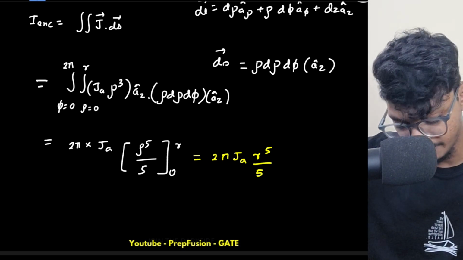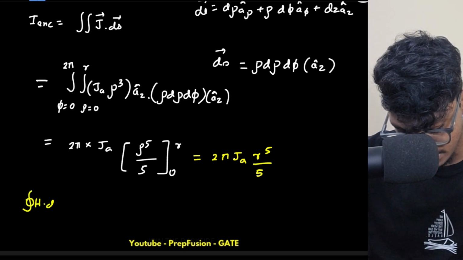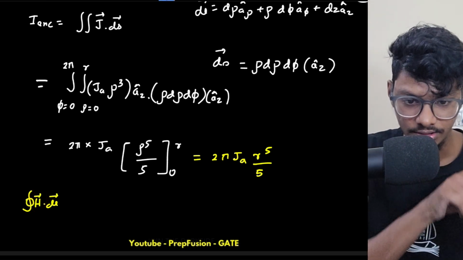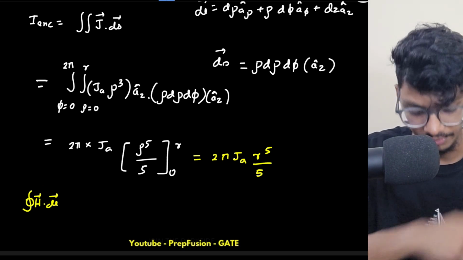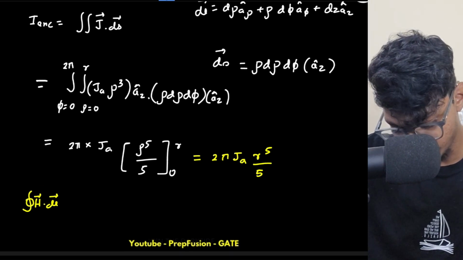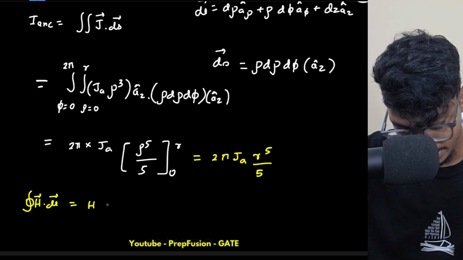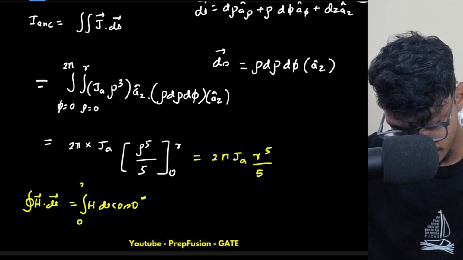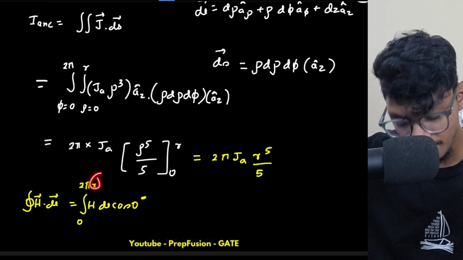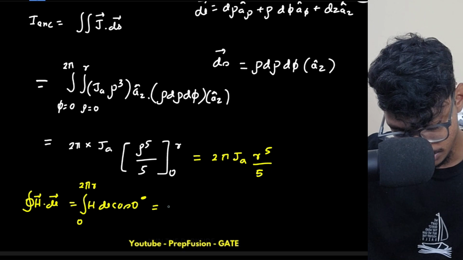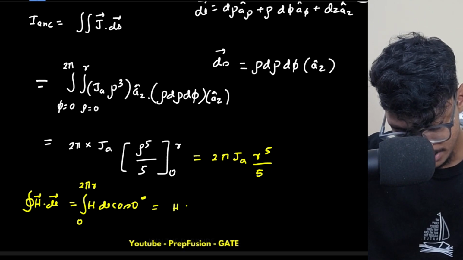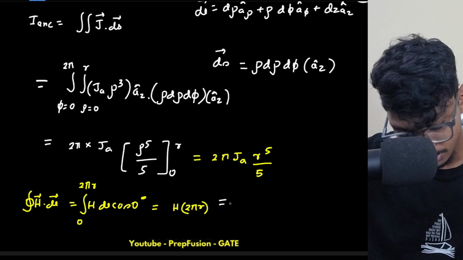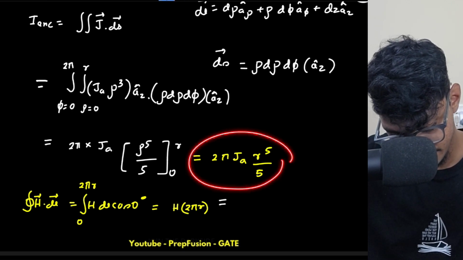This was the I enclosed. What about the left hand side? I know the integration of H dot dl. Again, H, the magnetic field, will be a constant, and the angle between them will be simply the same, so the angle will be 0. So I can convert this into H dl cos 0, with dl going from 0 to 2 pi r, where small r is the distance from the center. This will be equal to H into 2 pi r. And this is equal to this thing, right?